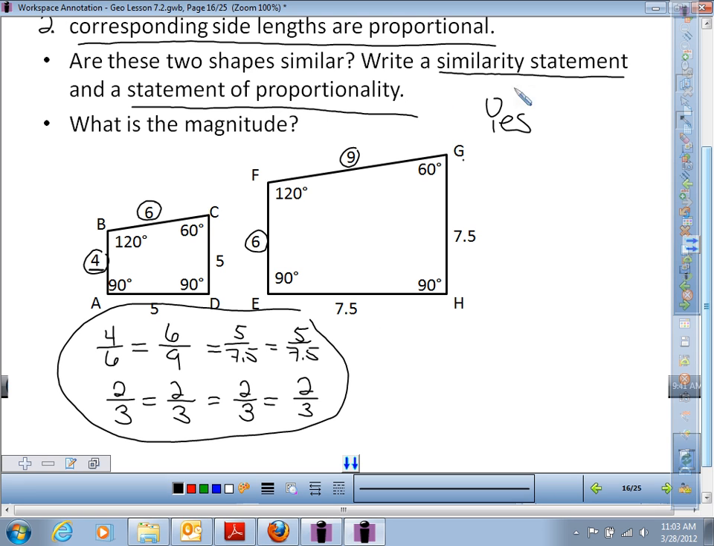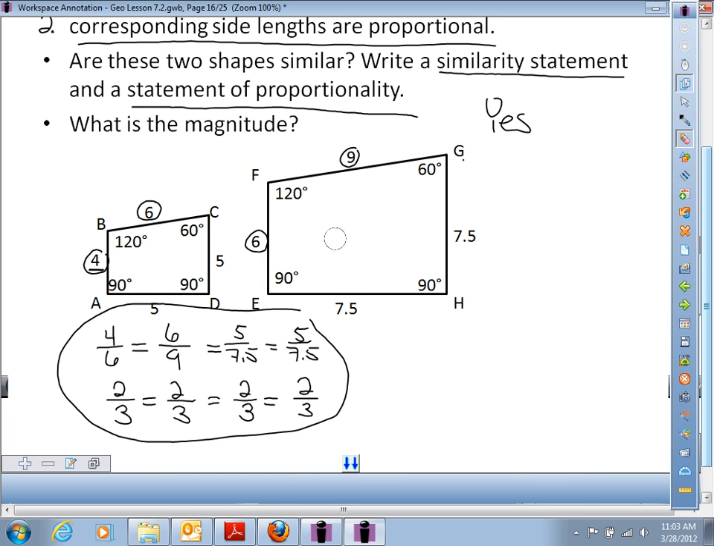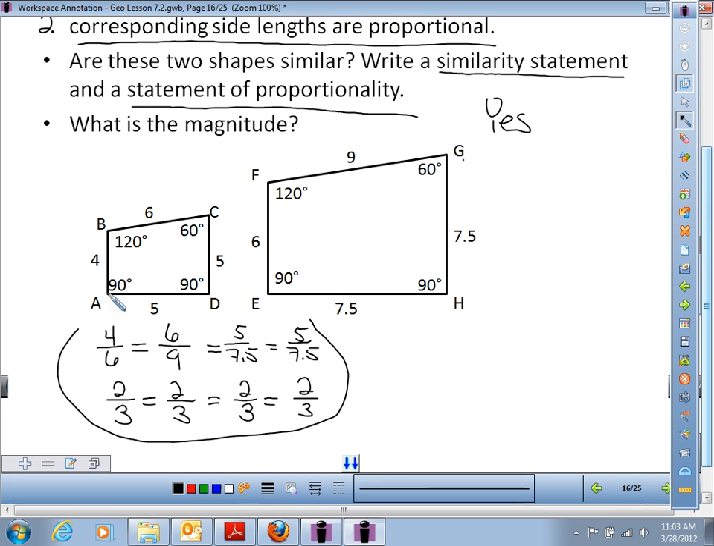Now, what we want to do is write a similarity statement. That means, hey, this shape is similar to this shape. How we do that is very simple. Let's name this little guy. I'm going to start at A, and go right around the horn and call it A, B, C, D. We've done that before. Not for a while, but we've done it before.